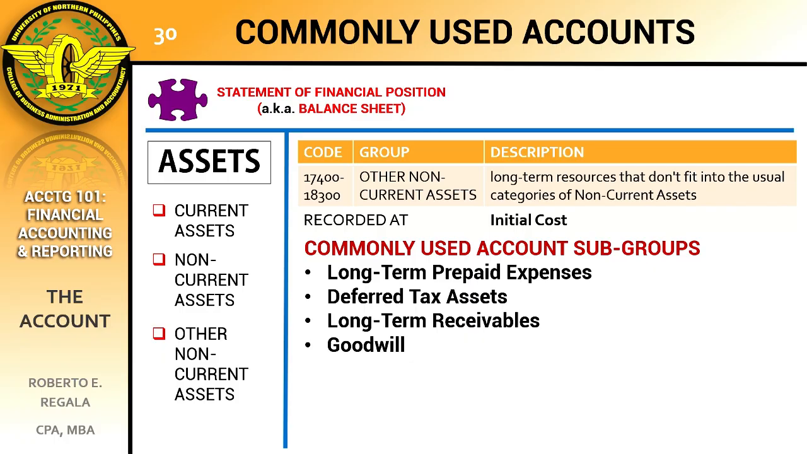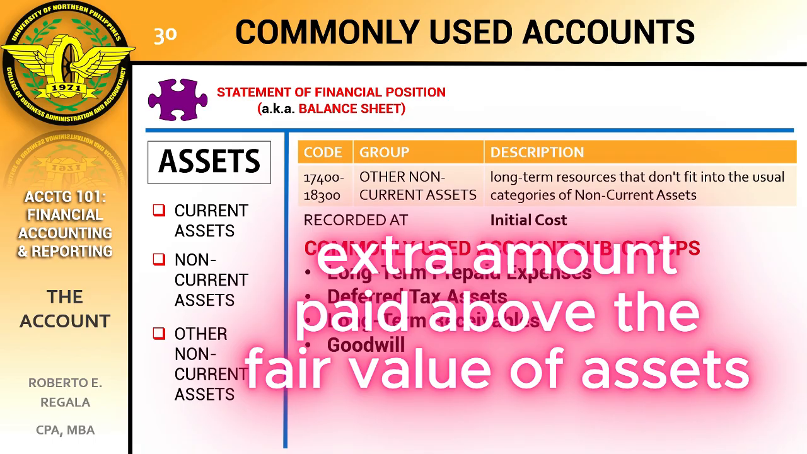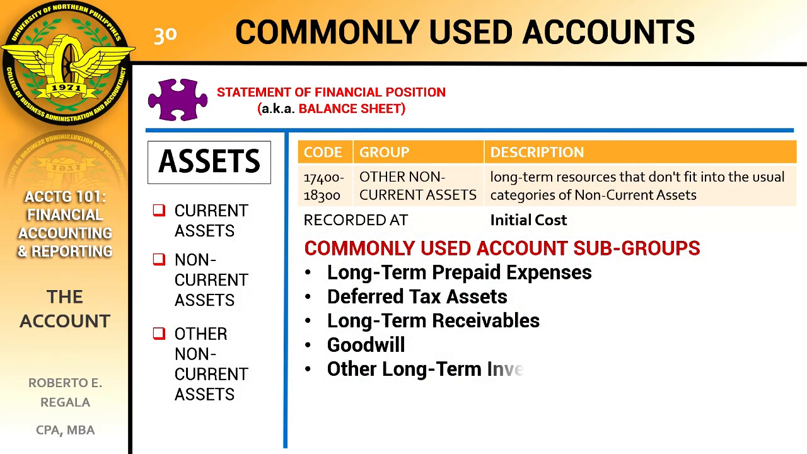Goodwill. This is the value of a company's reputation, customer base, or other intangible things that come about when a business is bought. It's basically the extra amount paid above the fair value of the assets and liabilities that can be identified. Other long-term investments. These are investments held for more than a year, but are not the typical stocks or bonds. Examples include real estate held for appreciation or long-term stakes in other companies.